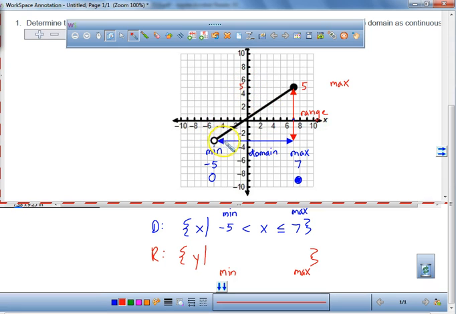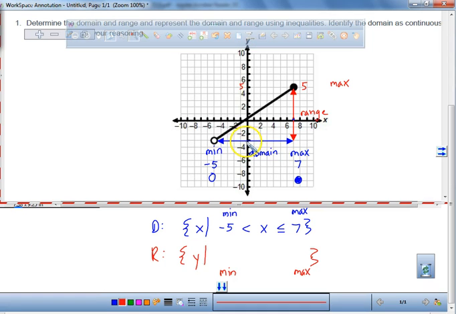How low do I get on the y-axis right here? Negative 3. So put a negative 3. That's the minimum value. Okay? Up here, there's a closed-in circle, right? It's closed in, which means it's at that point. It's equal to that point. So we're going to put it's less than or equal to the number 5. All of my y values are less than or equal to the number 5.